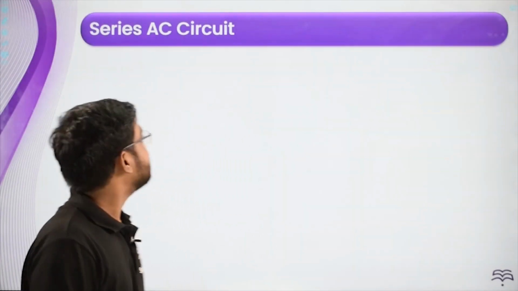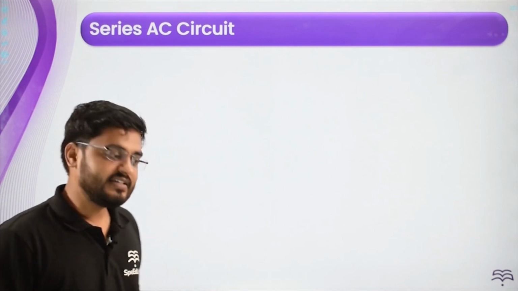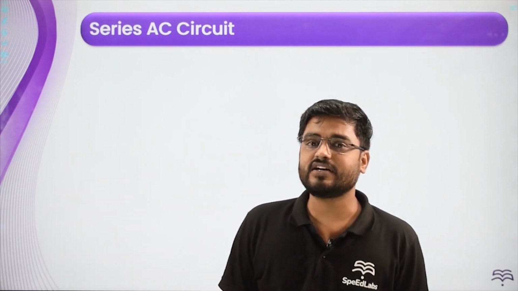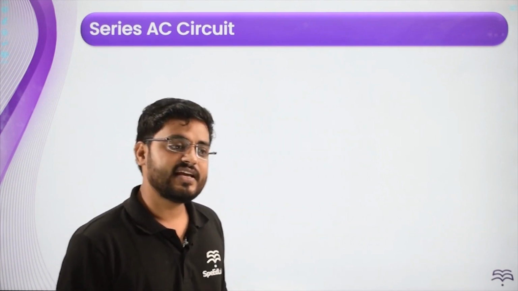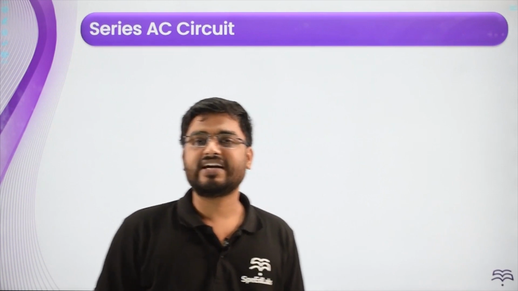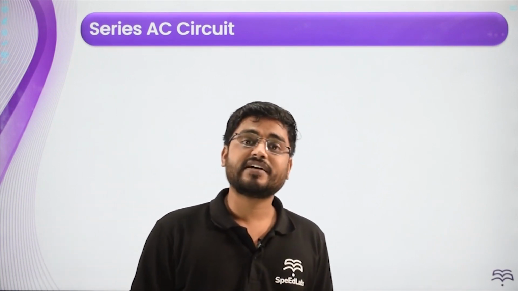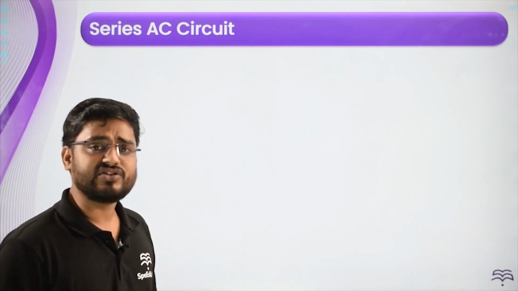Now let us discuss series AC circuit. So what is series AC circuit? We are going to apply an AC voltage, okay? It's the voltage which is basically AC or sine varying voltage across an electrical component. That component can be a resistor, it can be an inductor, it can be a capacitor, or it can be a combination of all three, right? Or combination of two of them.